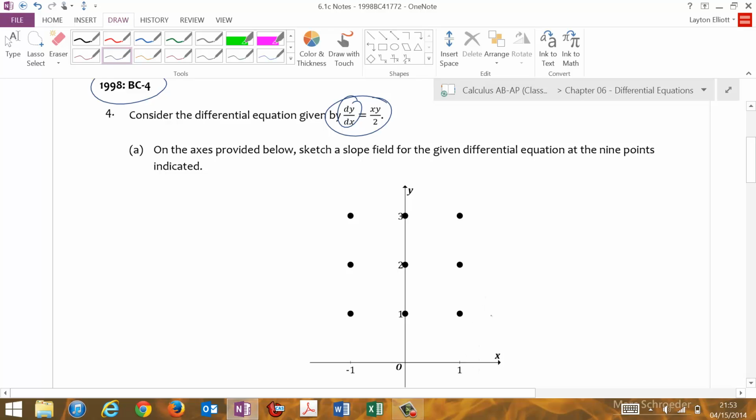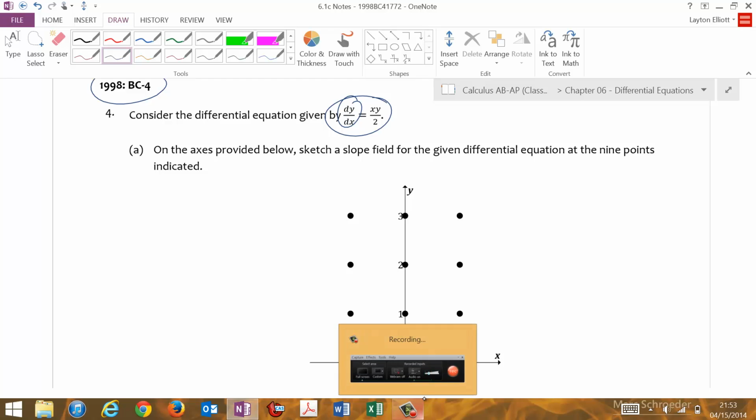So let's try this. And I'm going to hit pause while we do this. You don't have to listen to the whole thing, but go ahead and draw your own slope field. Do not copy this. You need to have practice doing this on your own because you're going to have this on AP exams.